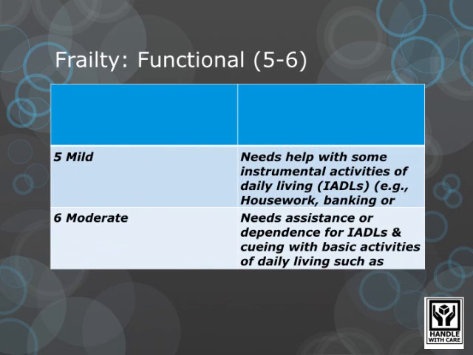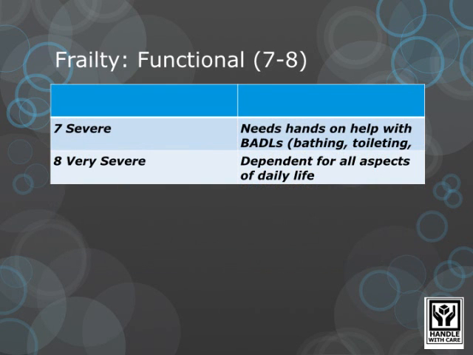So mild, they need help with their IADLs. And moderate, they are dependent for their IADLs and they need cueing for basic activities of daily living. Severe, they need help with both of their IADLs. They're dependent for their IADLs and they need hands-on help with their basic activities of daily living. And for the terminal stage 8, they're dependent in every aspect.